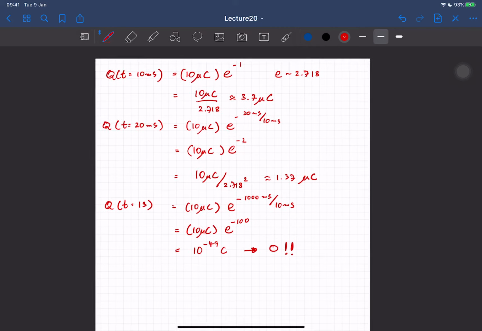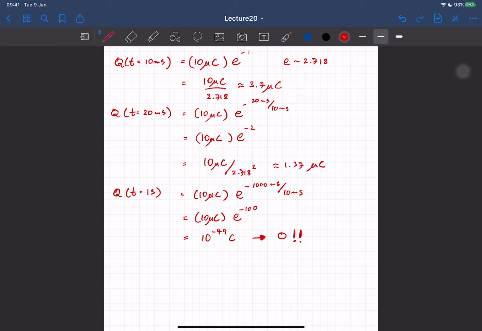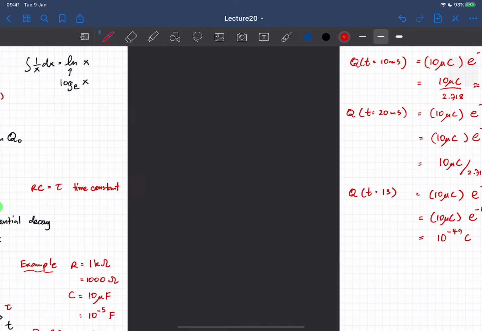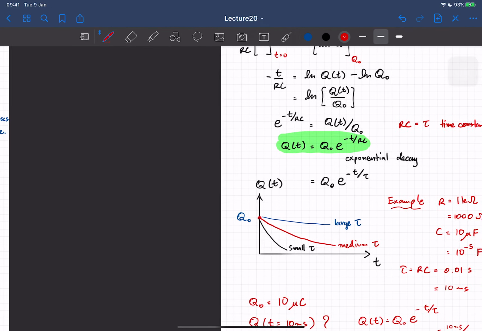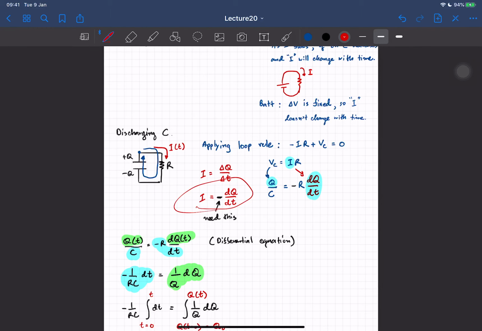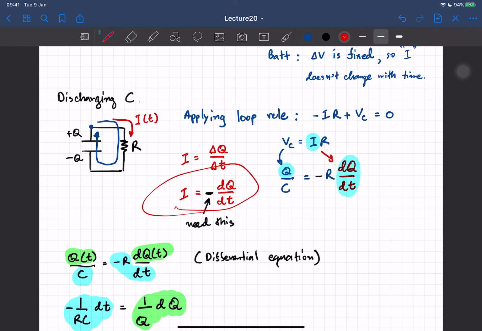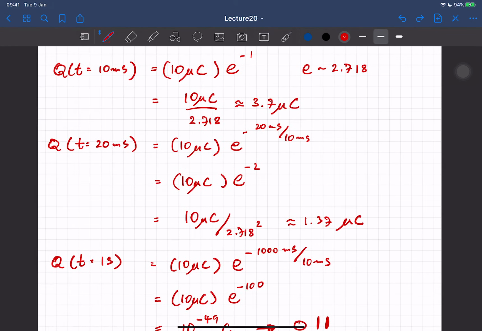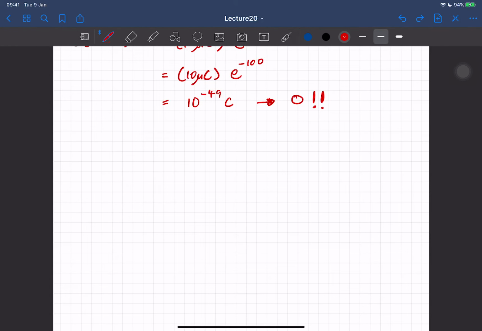Okay, so that's the charge on the capacitor. Now, we can also write down the expression for the current, because if you go back a little bit, you can see that we have this relation between current and charge, right? So if you want to know the current, you just find the derivative of the charge with the minus sign, of course. Okay, so let's remind ourselves again what's the circuit that we have.